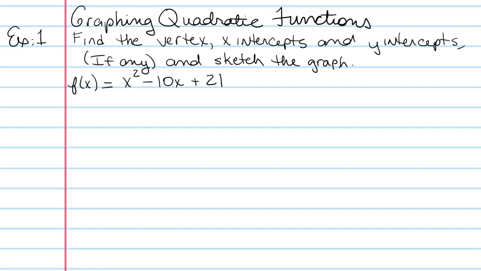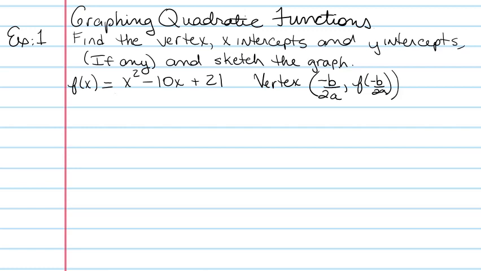Okay, we're going to be graphing the quadratic functions, and we're going to find the vertex, the x-intercepts, and the y-intercepts of this particular quadratic. Okay, the vertex, we're going to use a formula, and the vertex formula is negative b over 2a is your x-coordinate, and then you plug what you get into the function to get your y-coordinate. All right, so here we go.